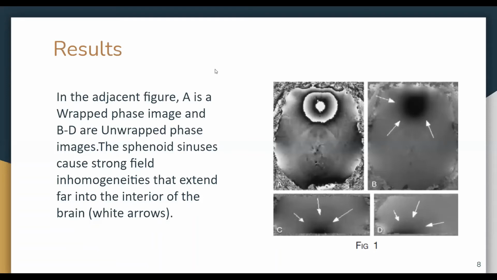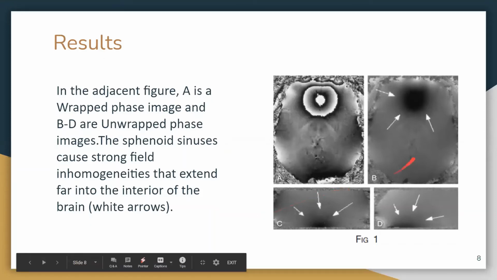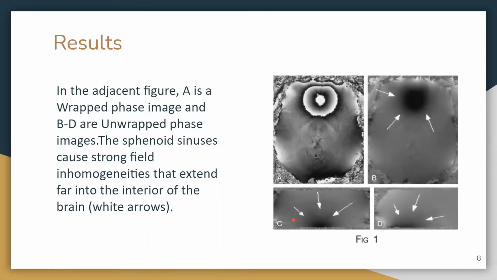unwrapping technique. So if you notice, figure 1A appears mainly close to the surface of the brain and near air-filled cavities. The large phase changes in the frontal region of the brain, that is the dark areas in the unwrapped phase images shown here, this one, are caused by the sphenoid sinuses, which create strong static field inhomogeneities in the neighboring tissue.